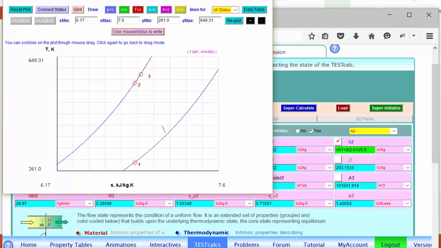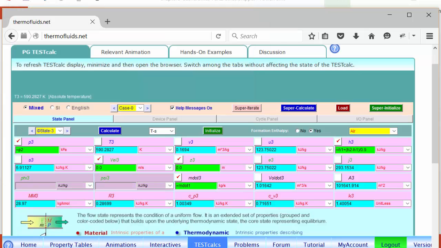So this is your 100 kPa line, and this is your 1000 kPa line, and 2 and 3 have to be together on the same line. And 3 has to be a little bit to the right of 2 because entropy at 3 is a little bit higher than entropy at 2 because of internal friction in the compressor.